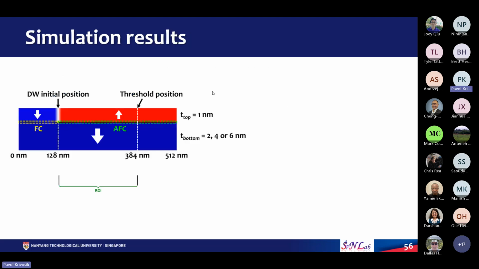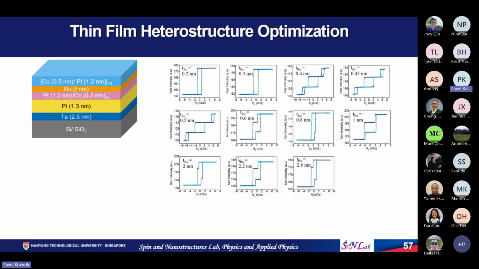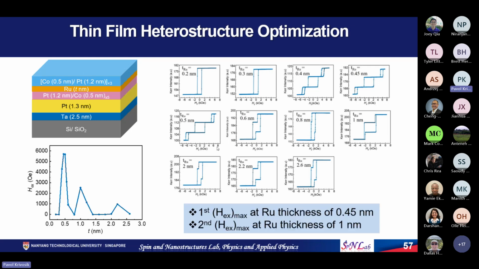Here again, we have done lots of micromagnetic simulations and also experiments to prove that it works. We prepared films with different ruthenium thicknesses and observed different magnitudes of exchange coupling. We can tune the exchange coupling. The exchange coupling strength determines how fast the domain wall will go back.